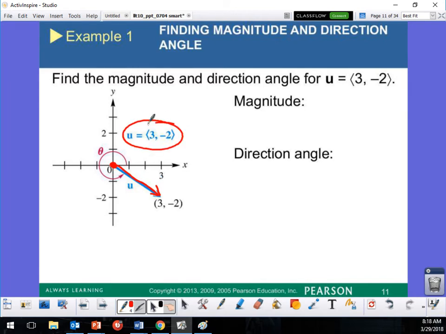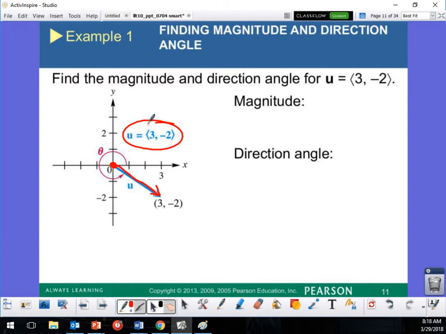Wait, that's all we do? No, it's just for that. If you're looking for this, this is the vector, right? But now let's find the length. The length is my what? Magnitude. How do we do that? The formula, the Pythagorean theorem. Do it now.